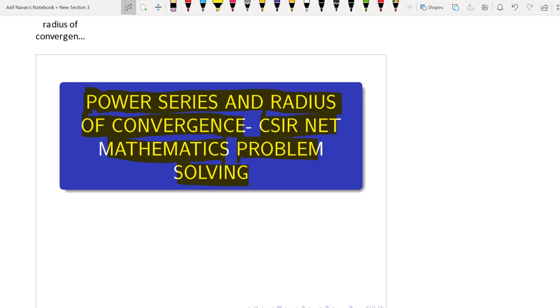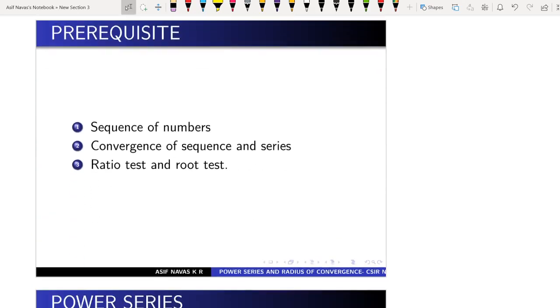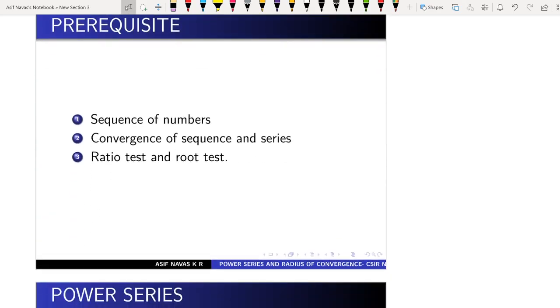a few theory parts. The prerequisite for this lecture is sequence of numbers, convergence of sequence and series, ratio test and root test. If you know this, we can easily complete this lecture, and you can easily solve problems by using power series or radius of convergence, some formulas.